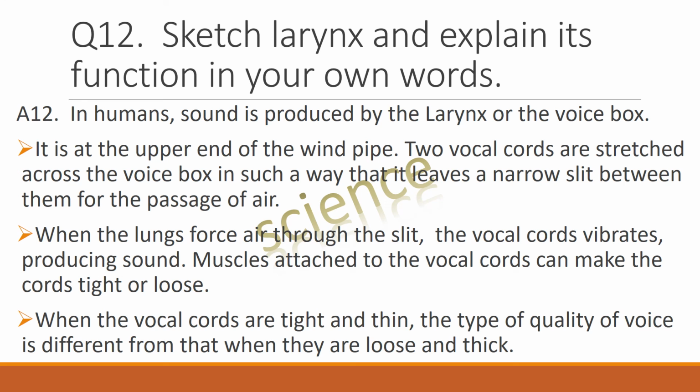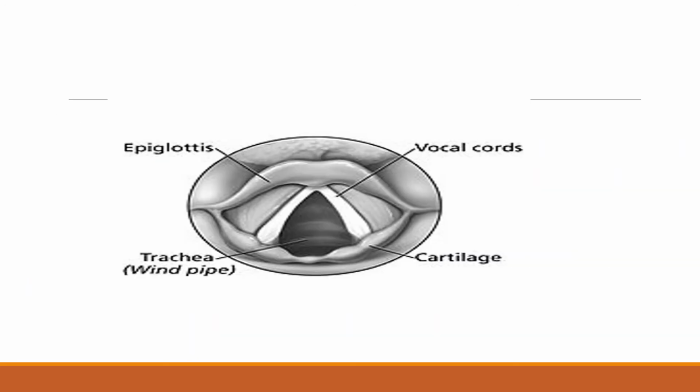When the vocal cords are tight and thin, the quality of voice is different from that when they are loose and thick. Here is the slide for you. There is a windpipe that is also known as trachea, then cartilage, and over in the picture you can see the two vocal cords and epiglottis.